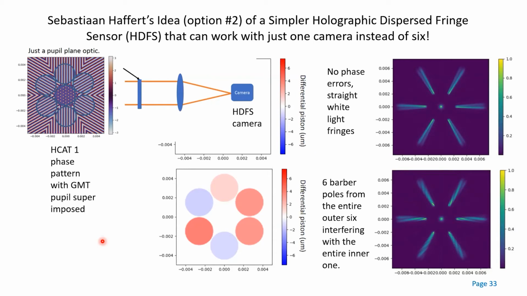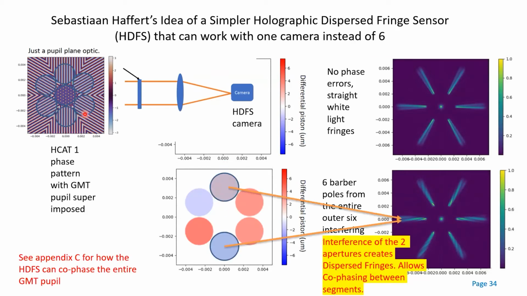Thanks, Simone. So basically the way this works is you just put phase ramps into your pupil plane, and with a liquid crystal you can then basically interfere whichever pupils you want with each other. So this segment interferes with this segment, which produces this nice barber pole dispersed fringe here.